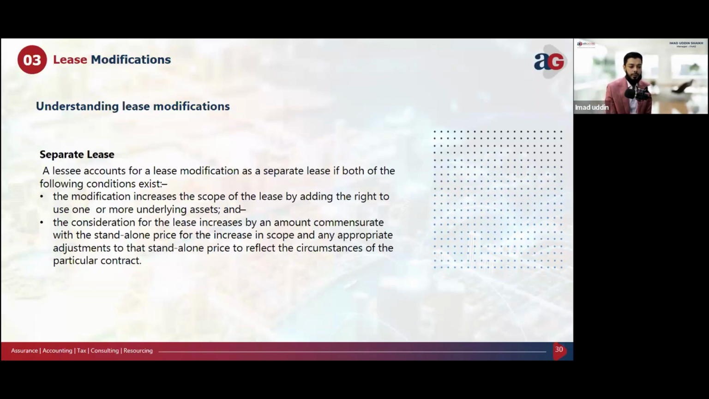All right, so let's go through this slightly more slowly, one by one, point by point. A lessee accounts for a lease modification as a separate lease if both of the following conditions exist. So when do we account for modification as a separate lease? When the modification increases the scope and the consideration for the lease increases by an amount commensurate with the standalone price for the increase in scope, and any appropriate adjustment to the standalone price to reflect the circumstances of the particular contract. So essentially, we are leasing more things at more price, and the more price is proportional to the more things we are leasing. And so these more things would be treated as a separate lease altogether, rather than a modification in the same lease contract. Even if in form it is the same lease contract, for accounting purposes we would treat it as a separate lease.